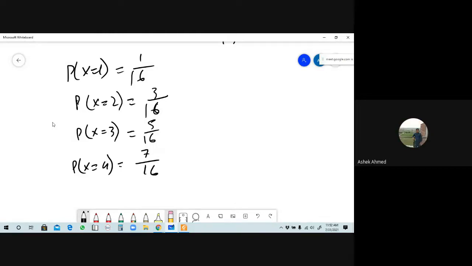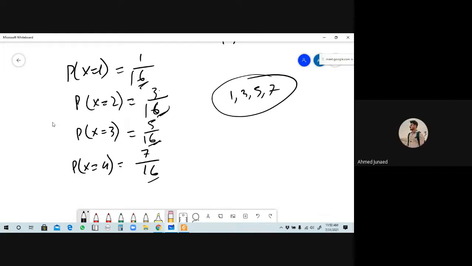If you look here, in every outcome, every probability has 16 in the denominator, is it right? 16, 16, 16, 16 denominator. But the numerators are 1, 3, 5, 7. Understand? These are key numbers. Which type of number? Odd numbers. Is it right?